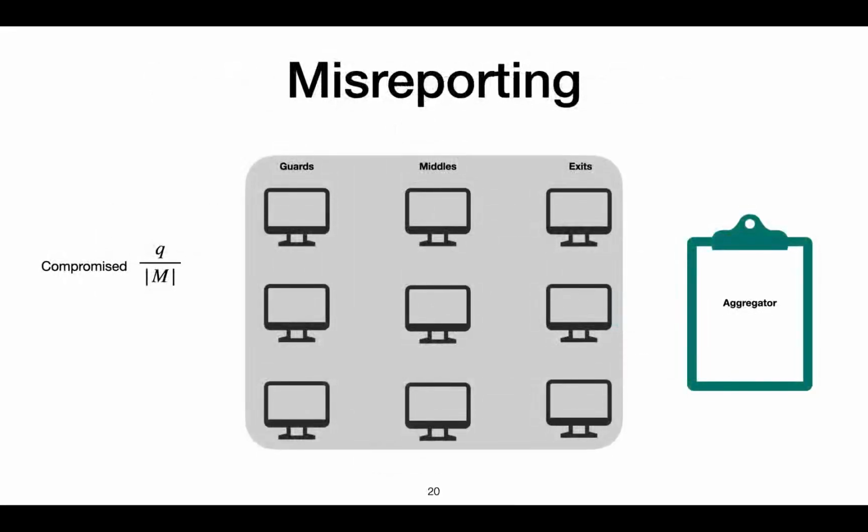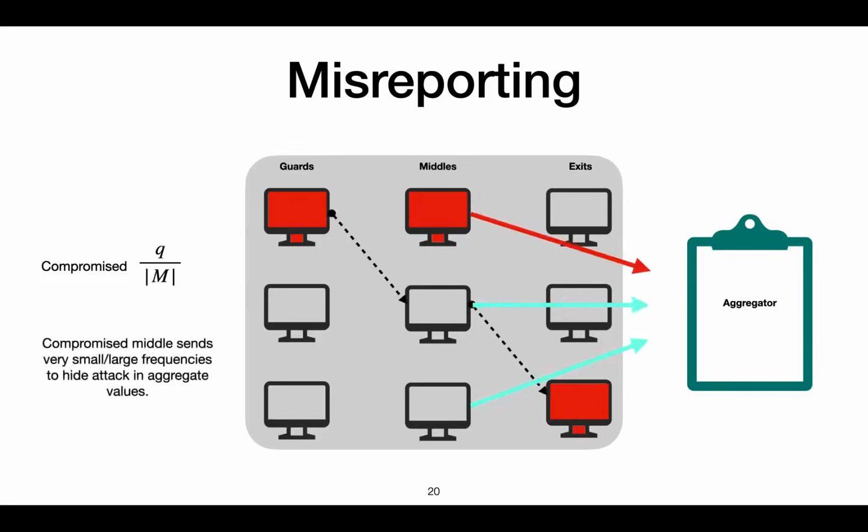We now come to a second challenge for our algorithm, which is the possibility of misreporting middle relays. For example, if the adversary also compromises Q of the M available middle relays, then at reporting time, they can send some very large or very small frequency values for various counters in order to skew the final aggregate frequencies in an attempt to hide their attack.